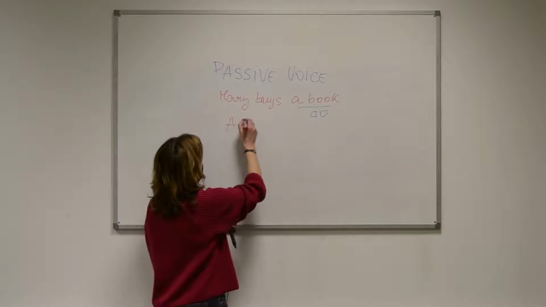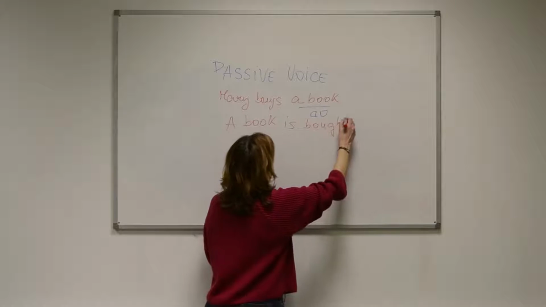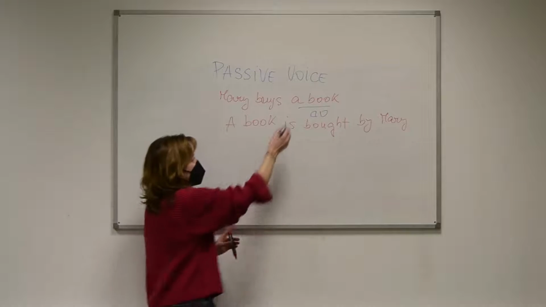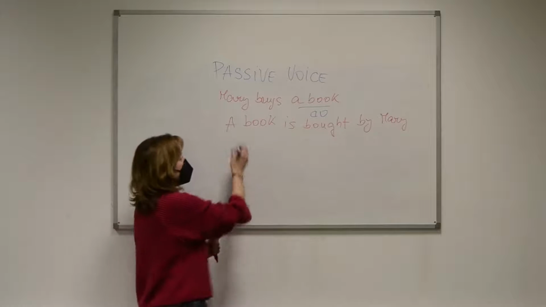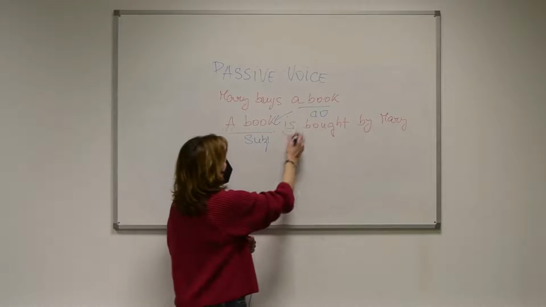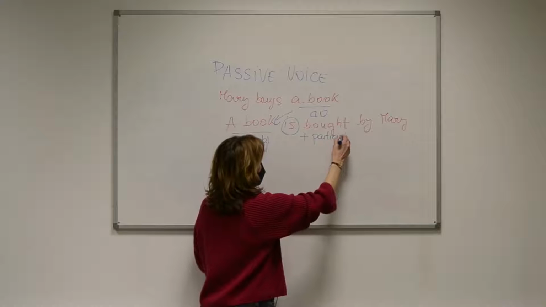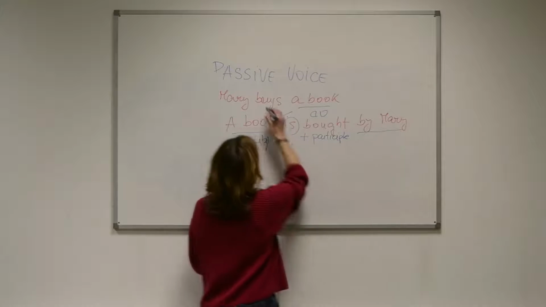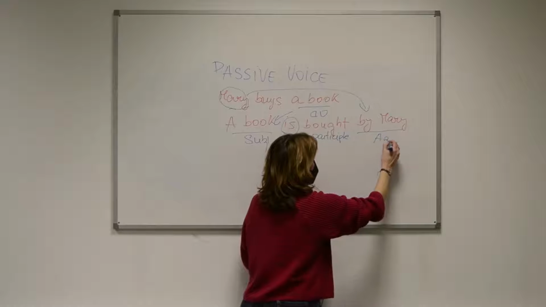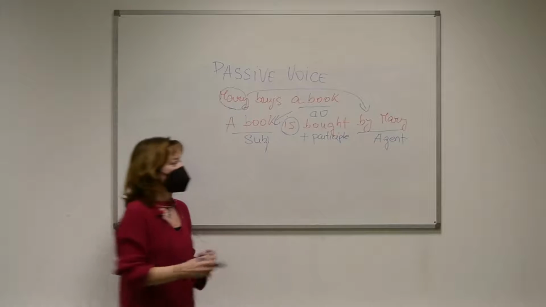We say, a book is bought by Mary. The most important change: the direct object of the active sentence becomes the subject of the passive sentence. The verb to be is added plus the participle of the main verb. And the subject of the main sentence changes into the agent of the passive sentence. This agent in English is always introduced by the preposition by.